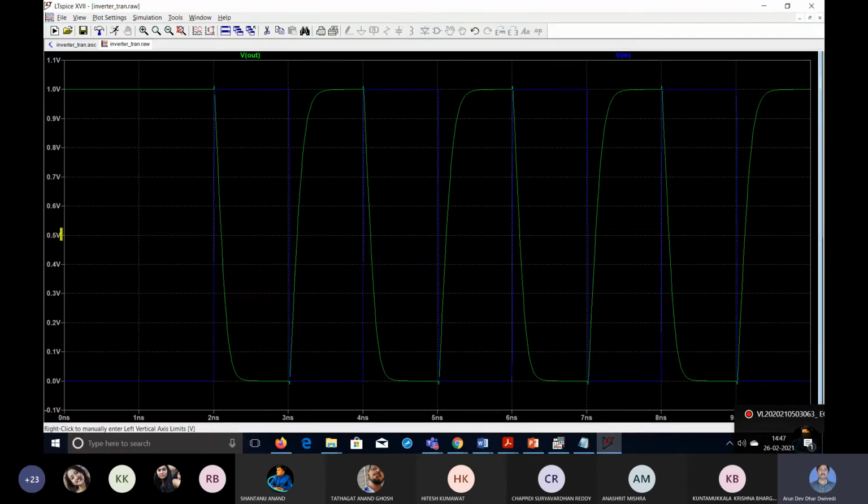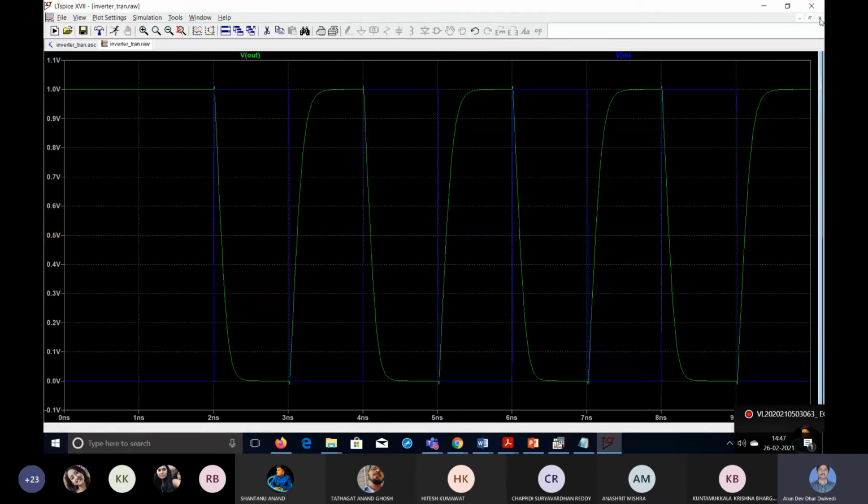So you can calculate the delay at the 50% point: the time differences between the 50% points of output and input, here and here, and take the average. And for rise time and fall time, take the time difference between the 90% and 10% points. If the falling edge is considered, it is fall time; if the rising edge is considered, it is rise time. So these are the basic definitions and understanding of the plot and the transient characteristics of the circuit.